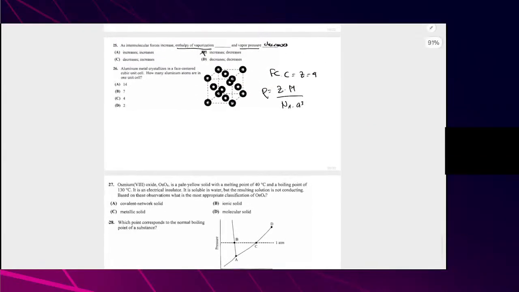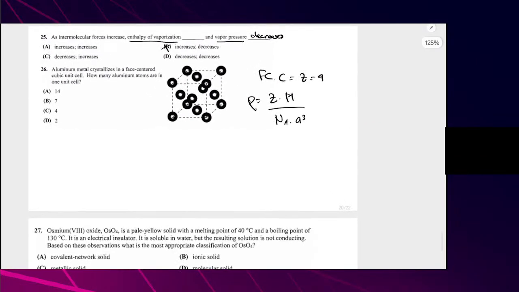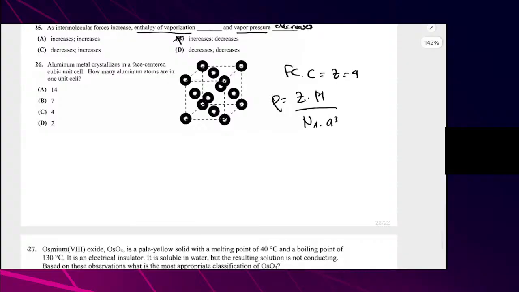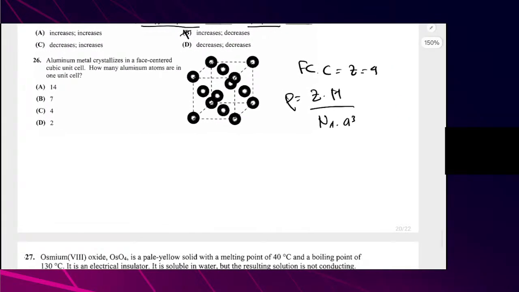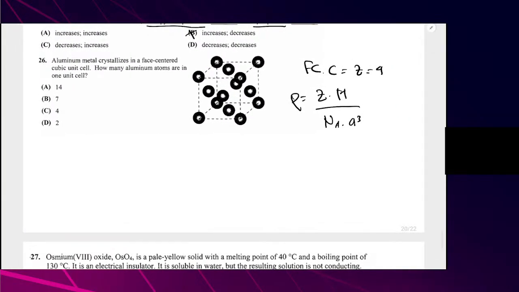So the question is how many aluminum atoms are in one unit cell? So let's see. Okay, FCC has atoms at the corners. Okay, we pause for a while.